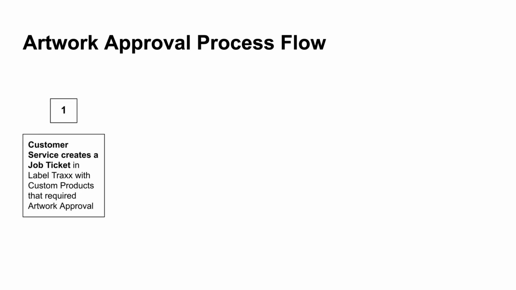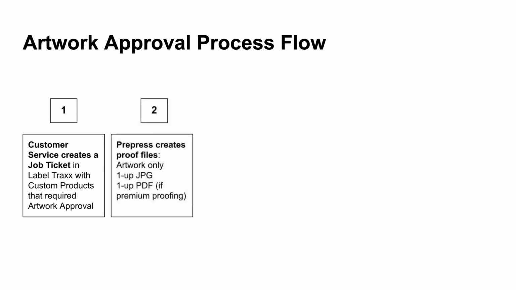So before I go through the demo of how the customer will approve artwork on Siteline, I'm just going to tell you about the approval process. So the approval process for Siteline starts with a job ticket in Label Traxx, where there's custom products on that job ticket that need artwork approval. Prepress does their magic, creates the proof files. For Siteline, your proof file does not include a proofing block.